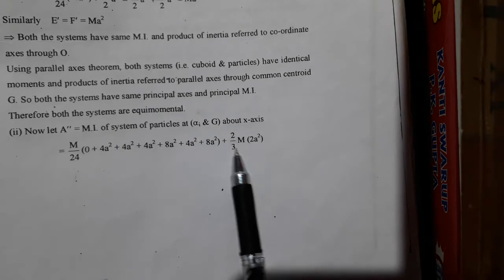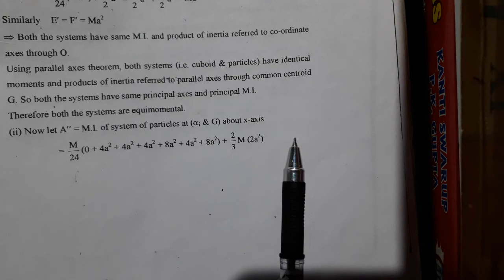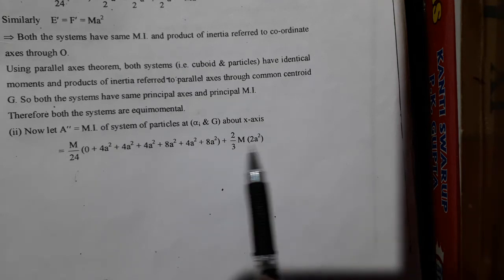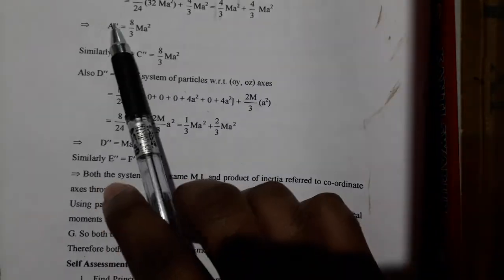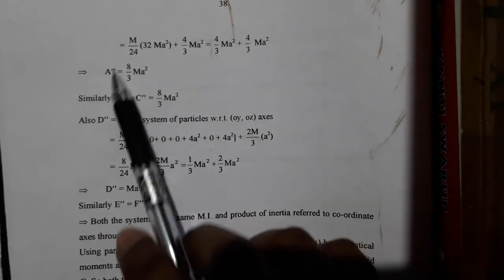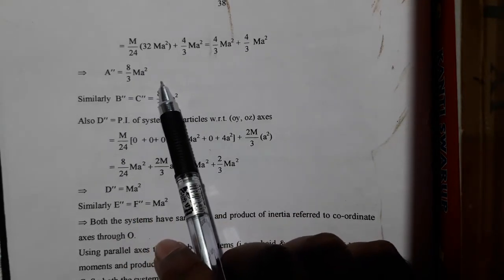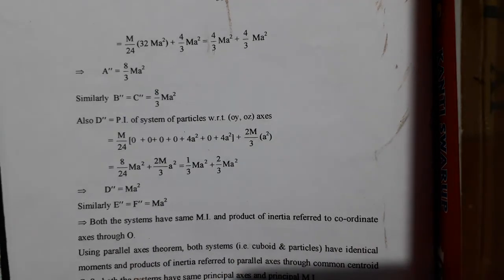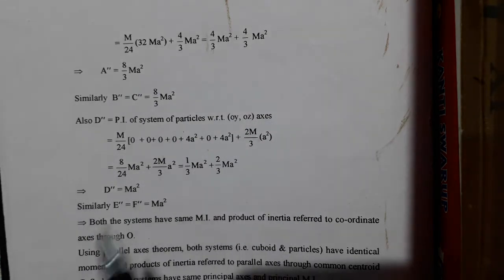And the mass at the centroid is 2 by 3 m, and you know the y coordinate and z coordinate is a, so a squared plus a squared, we get 2a squared. If you simplify this, we are getting nothing but 8 by 3 m a squared. So you try to get it in that way. In a similar way, you try to find b double dash, c double dash, and so on, and d dash also, as we have done in the previous question.